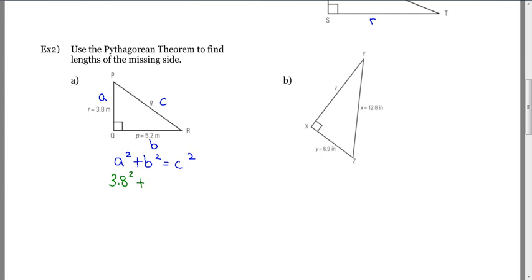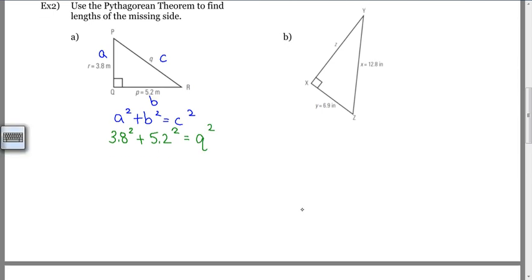Plus 5.2 squared equals, and c is represented by q, so we write down q squared. So 3.8 times 3.8 is going to be 14.44 plus 5.2 times 5.2, which is going to be 27.04 equals q squared. Always bring that down. Add those two together, you should get 41.48 equals q squared.